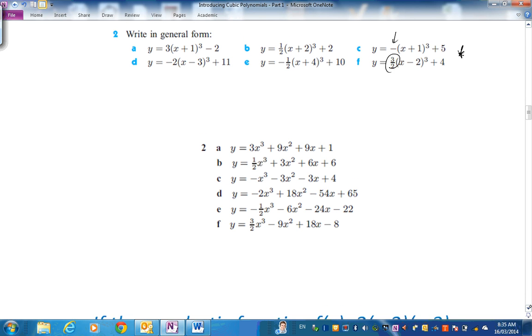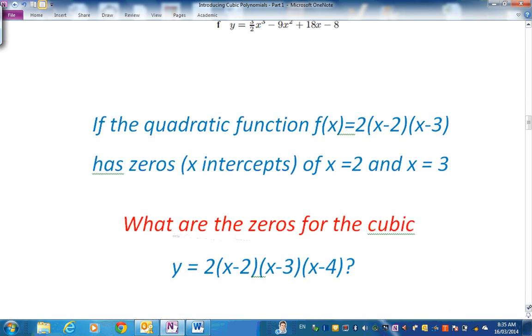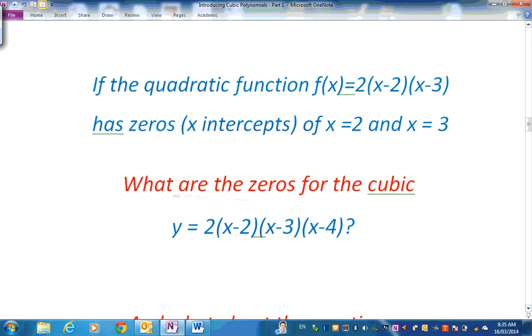Let's keep going. Now, I've got a question for you. Going back to quadratics, if the quadratic function factors to that, it's got zeros of x is 2 and x is 3. I hope you agree. Zeros are where the function equals 0, or if you like, where it cuts the x-axis, same thing.